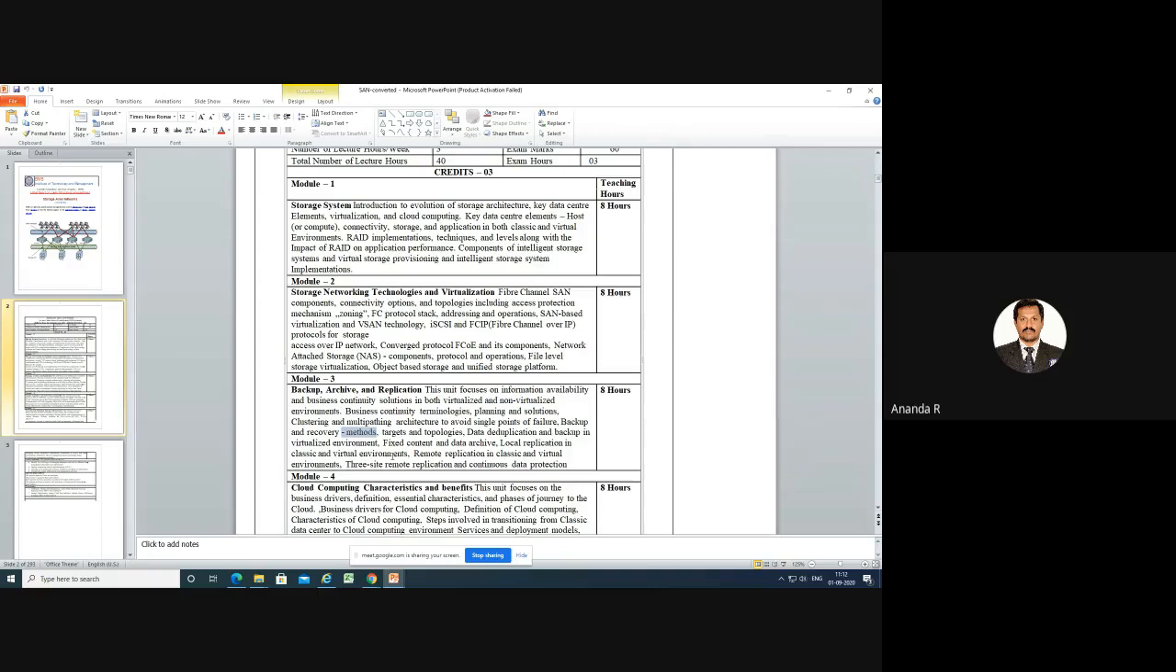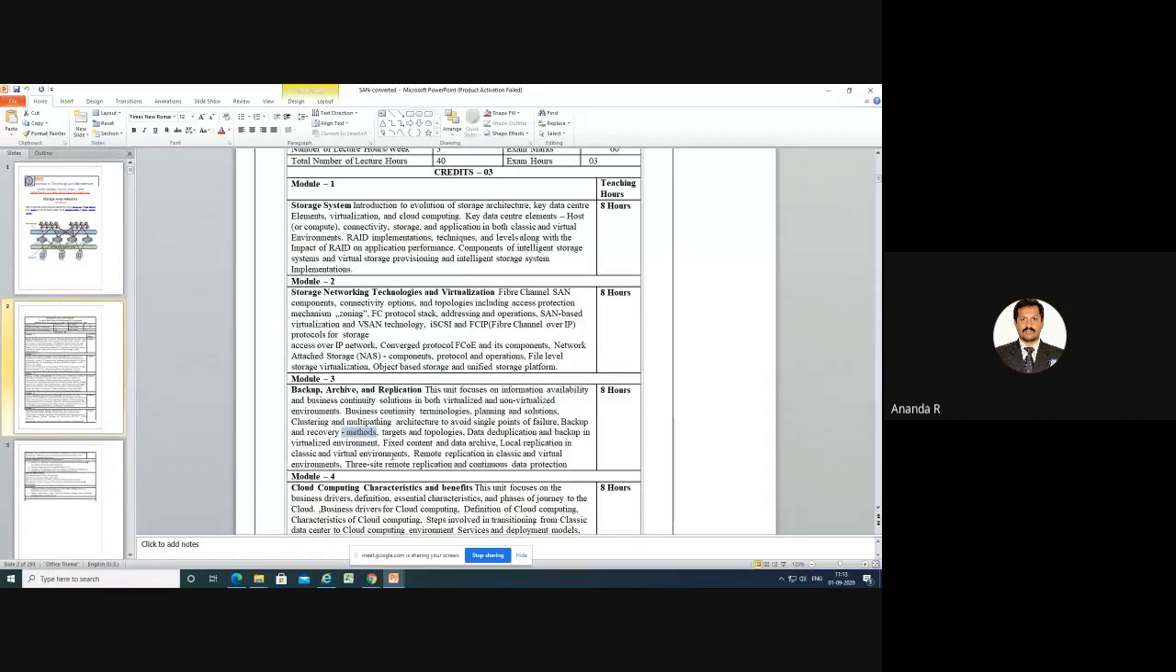Then after that, fixed content and data archive. Local replication in classic and virtual environments is also something we're going to study. Then remote replication in the classic and virtual environments: how the replication of data is done in two different environments. The next one is remote replication, and continuous data protection in a 3-site remote replication. All this we're discussing in module number 3.